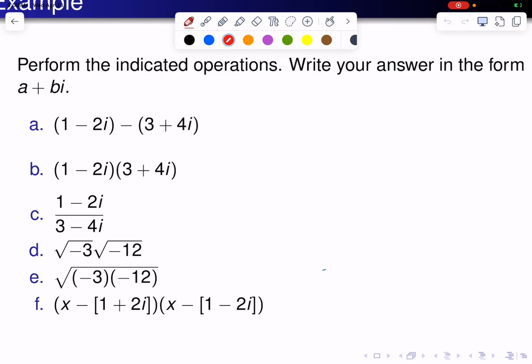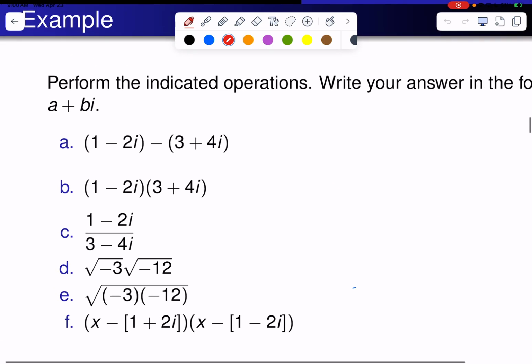So all you have to do, and this is on the My Open Math. These are gimme problems. And I have a section on the test Friday where it's just this stuff. All you got to do is simplify complex numbers. Really gimme stuff.